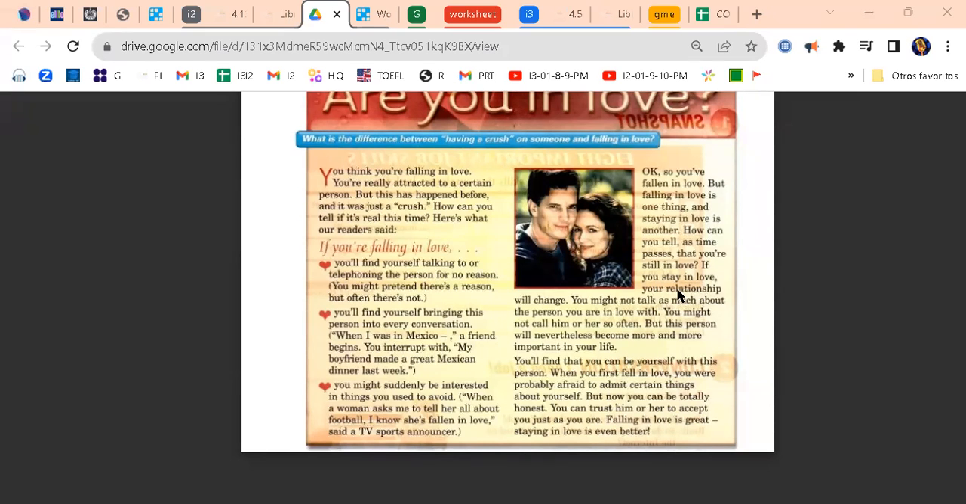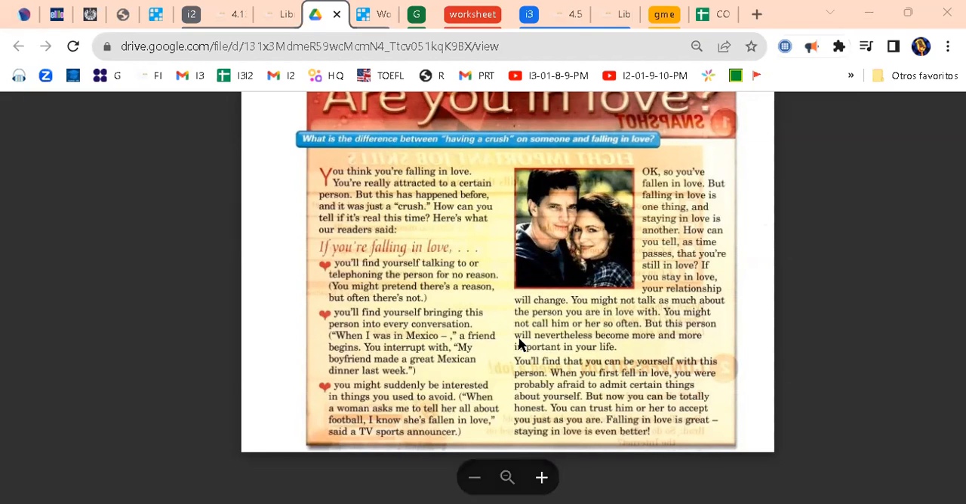But Saul is kind of right. If you stay in love, your relationship will change. So you might not talk as much about the person you are in love with. So you might not call him or her so often, but this person will nevertheless become more and more important in your life.